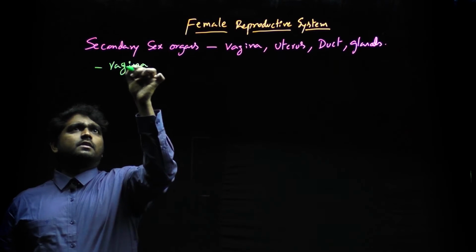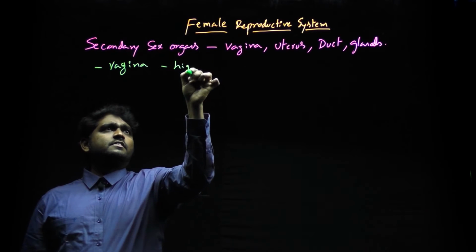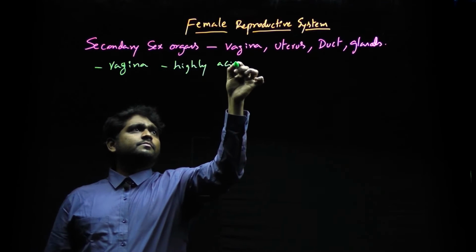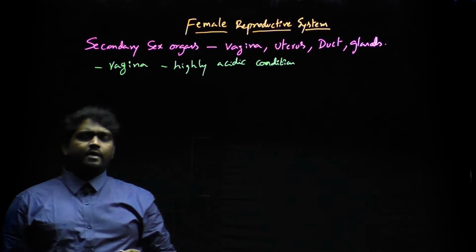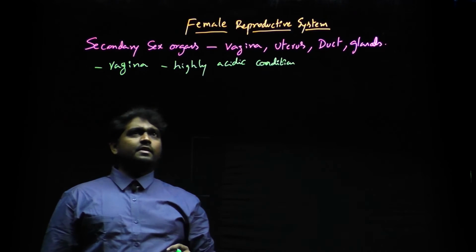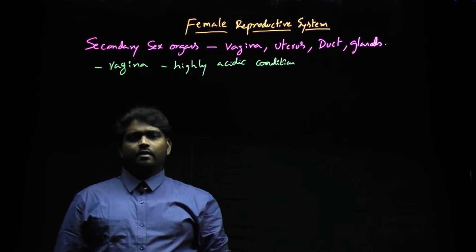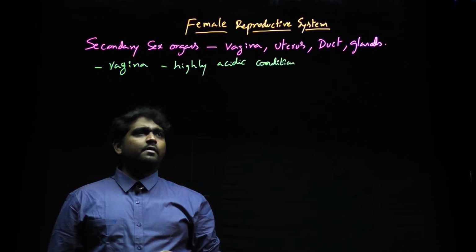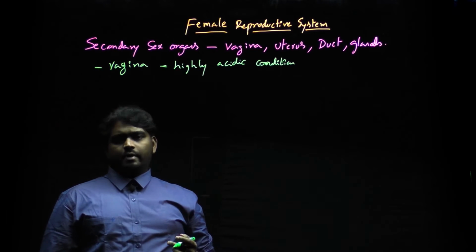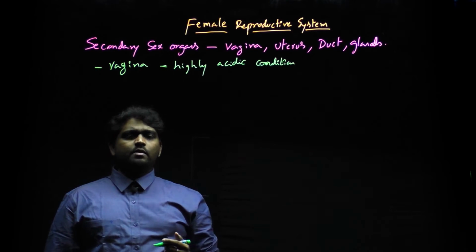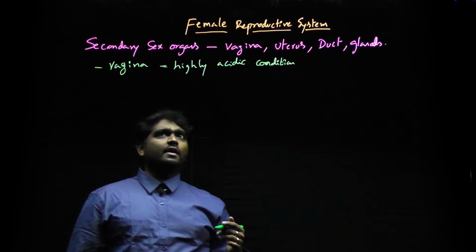The vagina has a highly acidic condition. Why is the highly acidic pH condition maintained? Because the urethra is very small, and it protects against outside microorganisms. So the highly acidic condition is maintained.